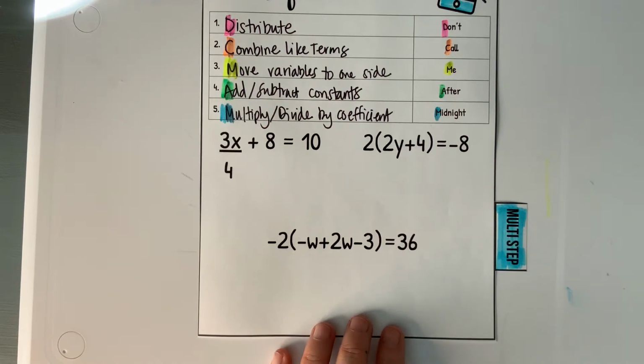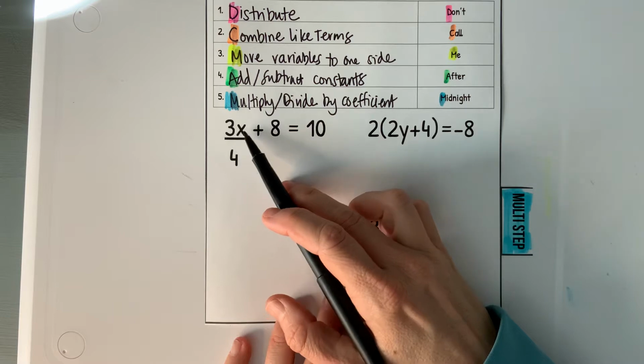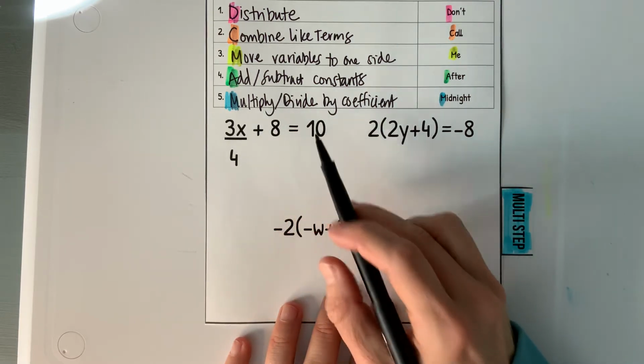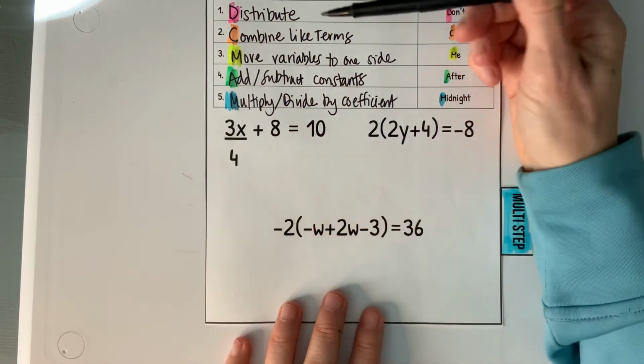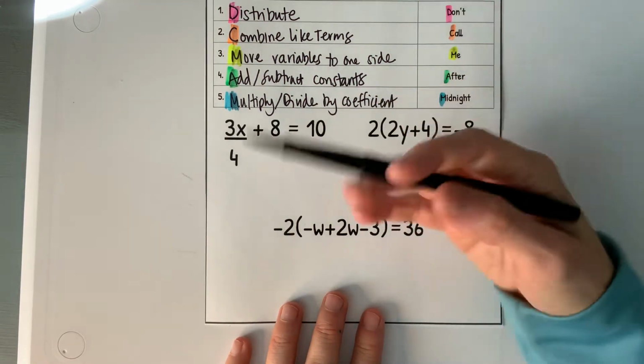Okay, so let's model some problems. Let's look at this first equation: 3x over 4 plus 8 equals 10. The first thing I'm going to do is check to see if I need to distribute anything. Any parentheses? Nope, so I'm good there.